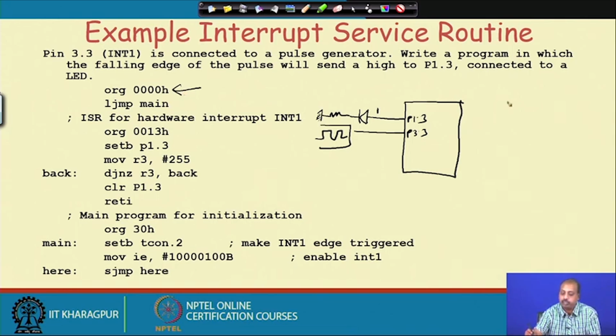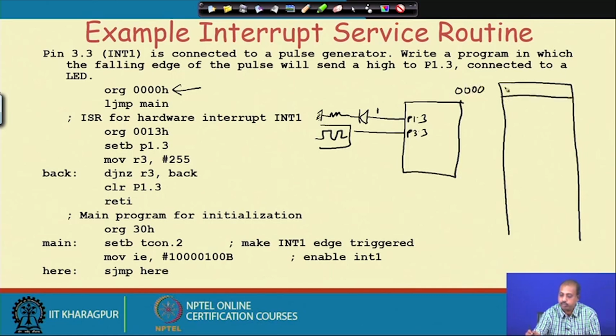So, at the location 000 hex, if you look into this memory map, this is the address 0000. There we are putting the instruction LJMP main. So, this is the instruction LJMP main that is put here. Your main program will start from 30 hex onwards. So, from this 30 hex point onwards the main program will be loaded.